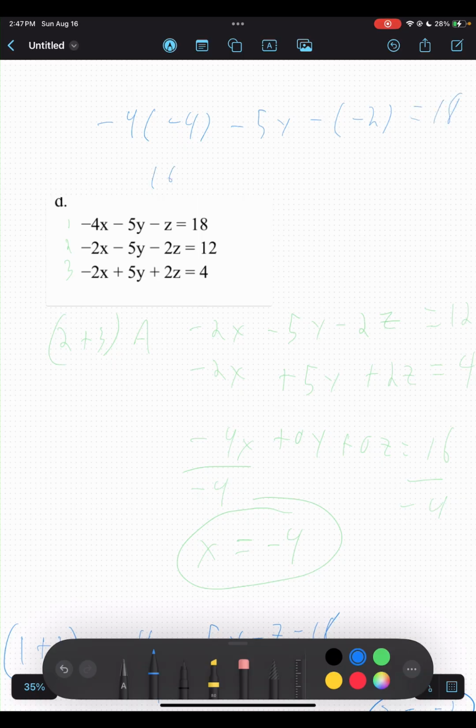Negative 4 times negative 4 is positive 16. 5y will stay like that. Minus negative 2 is the same as a plus 2, equals 18. 16 plus 2 is 18. Minus 5y equals 18.